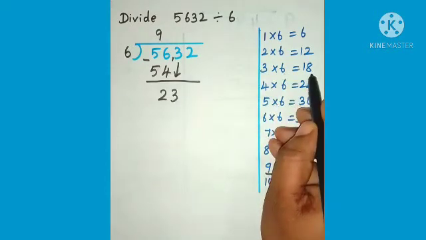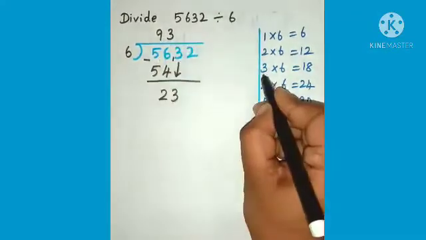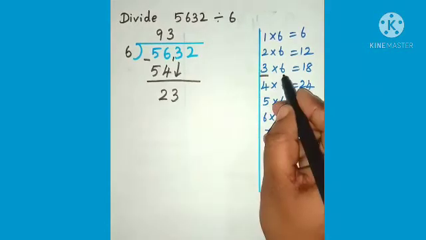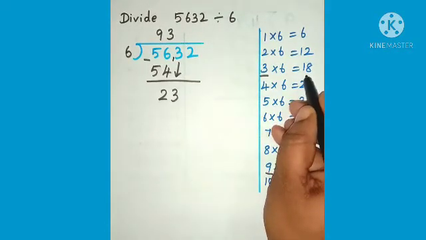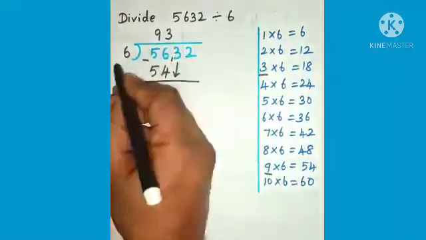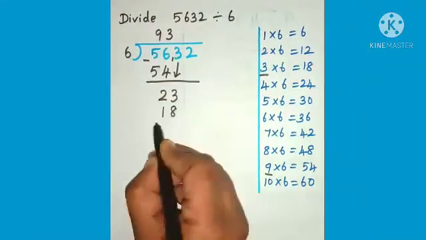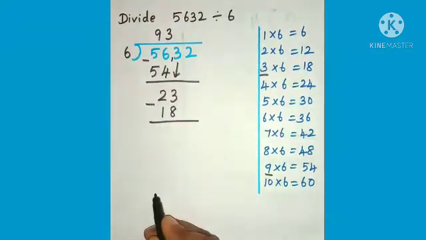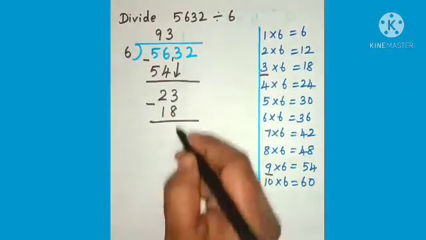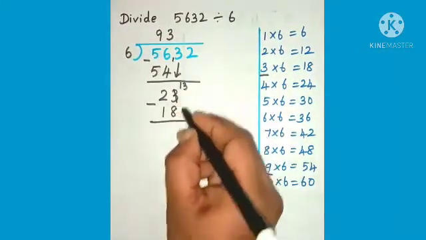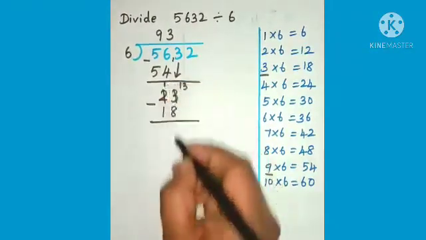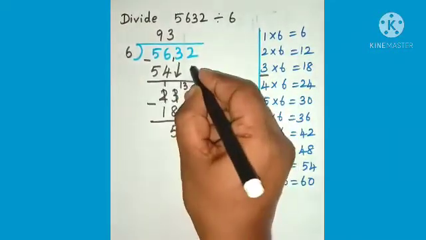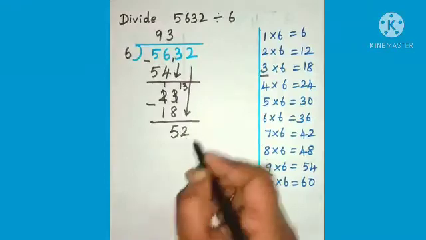3 6s are 18. 3, write down 3 in the quotient place above the long division bar. 6 is the divisor, and write down 18 below the number 23. That is 3 6s are 18. Now students, take the difference. 23 minus 18. So here it becomes 13 and 2 becomes 1. 13 minus 8 is 5. As our next step, bring 2 down.